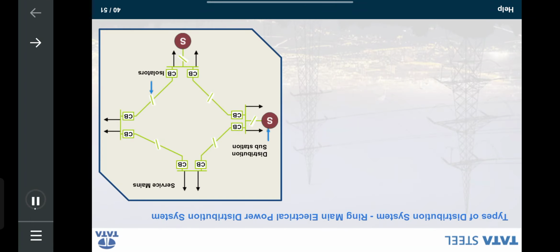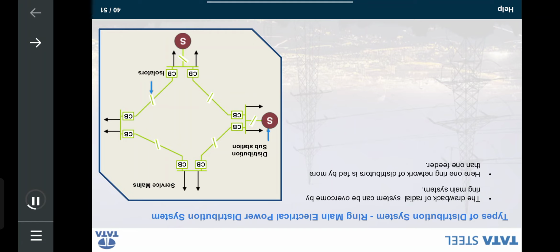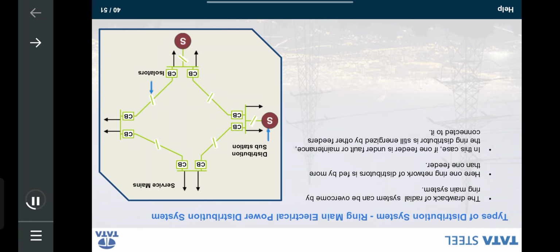This is about ring main electrical power distribution system. The drawback of radial electrical power distribution system can be overcome by introducing a ring main electrical power distribution system. Here, one ring network of distributors is fed by more than one feeder. In this case, if one feeder is under fault or maintenance, the ring distributor is still energized by other feeders connected to it. In this way, the supply to the consumers is not affected even when any feeder becomes out of service.